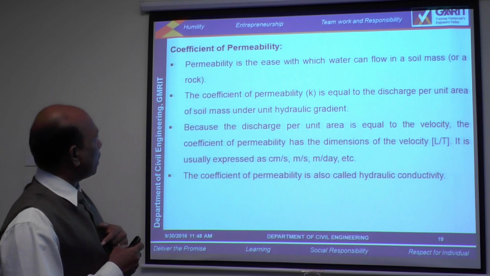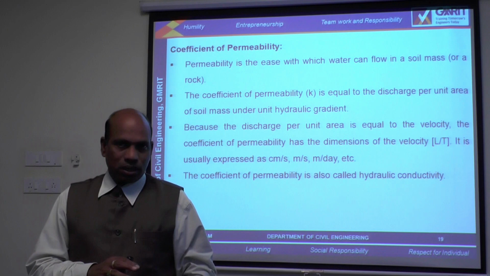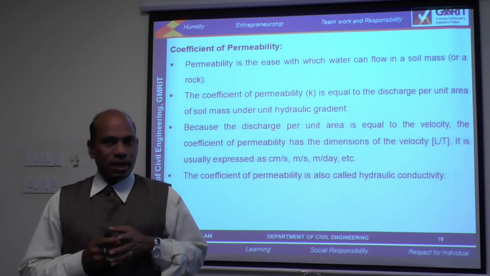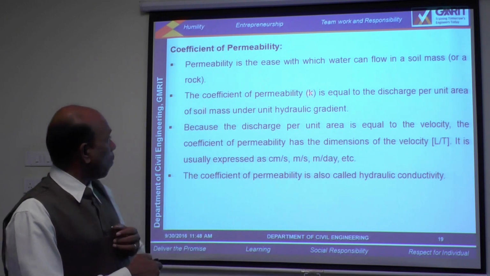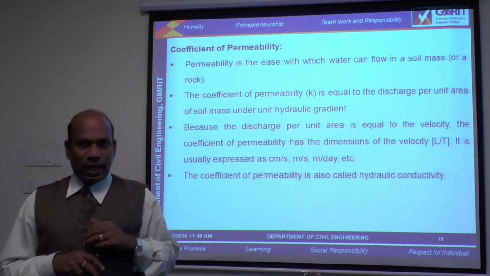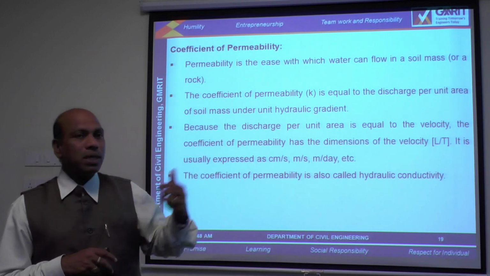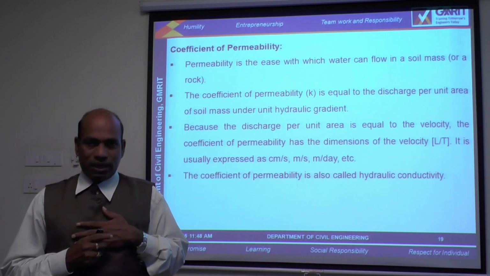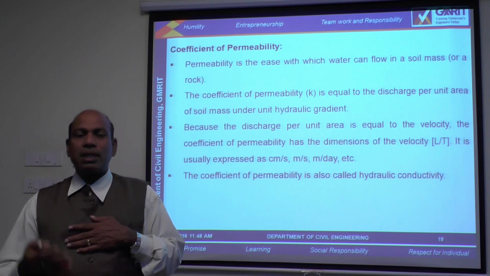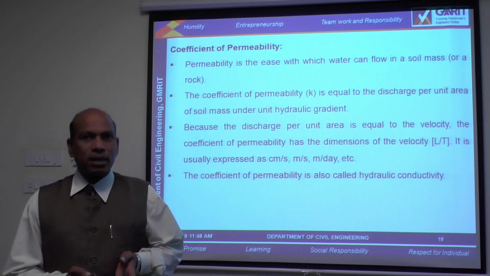Then coefficient of permeability refers to the flow of water from the soil mass. If the flow of water is too high, that indicates that the coefficient of permeability is high. Also, the coefficient of permeability is equal to the discharge per unit area. That means the units of coefficient of permeability equal the units of velocity, because discharge per unit area means meter cube per second per unit area meter square, then we have meter per second.